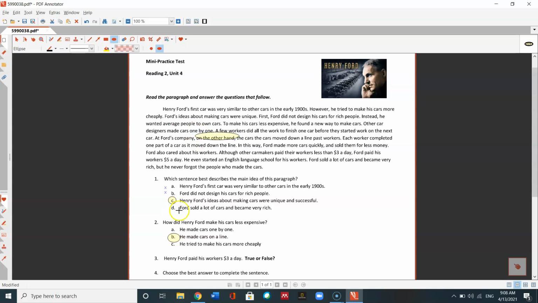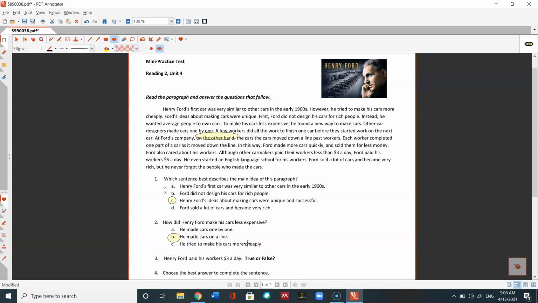Okay, and he tried to make his cars more cheaply. Well, yes, of course he tried to make his cars more cheaply. But that doesn't really give a reason why his cars were cheaper. This is basically saying the same thing. Less expensive, more cheaply. So this doesn't really answer the question.